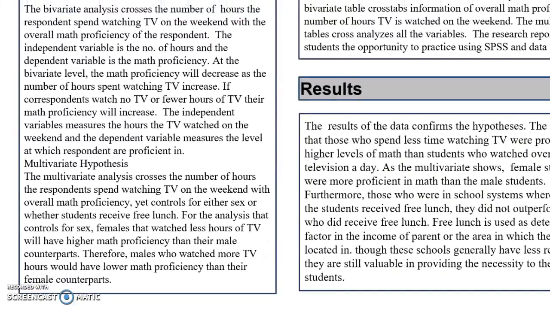At the multivariate level, we're using the same information and we're crossing it with, or controlling it for, whether or not females or males will do better. And we're also watching for whether or not having free lunch affects math proficiency.